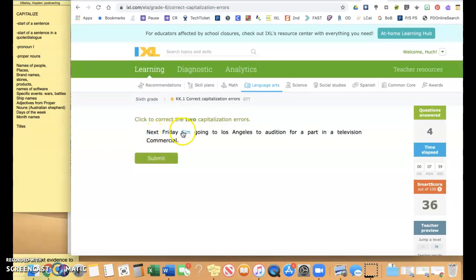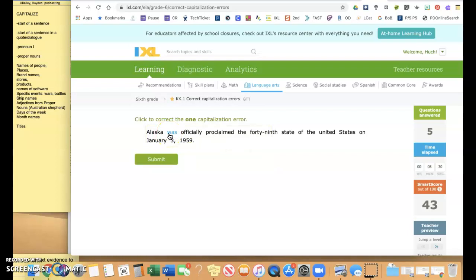Next Friday, I'm going to Los Angeles. Los Angeles is a city, so I need to capitalize Los and Angeles. Just like if it were Iowa City, we would capitalize both, or Cedar Rapids, to audition for a part in a television commercial. Commercial shouldn't be capitalized. It's too bad, but there's lots and lots of commercials, so not specific enough for a capitalization.